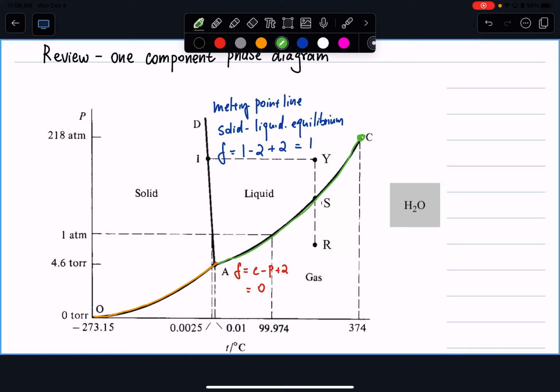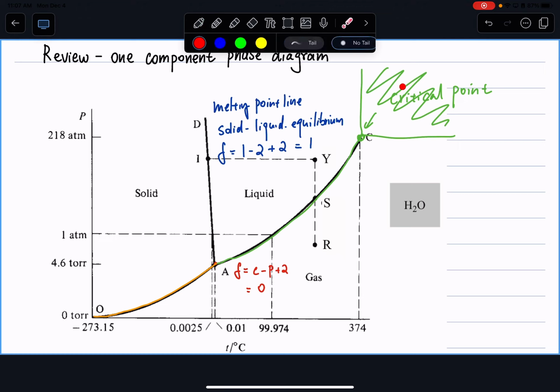Now, back to this point here, this point C is what we call a critical point. The meaning of the critical point basically is that beyond the critical point, all the area above point C, your gas and liquid are basically indistinguishable from each other. They're like coexistent. Or the density of your gas is so big, it's almost like a liquid, but it's not a real liquid. So it's like a stable phase.